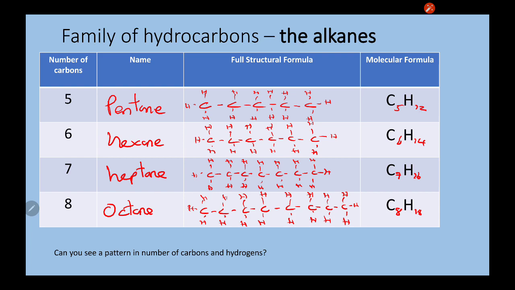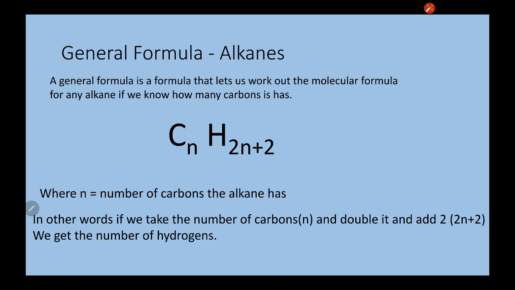If we take another one, just as an example, hexane, we've got 6. 6 doubled is 12, add 2 is 14. 7 doubled is 14, add 2 is 16. So it works for every single one. So this is what this is telling us. N is our number of carbons, and H is our number of carbons times 2, doubled, add 2.